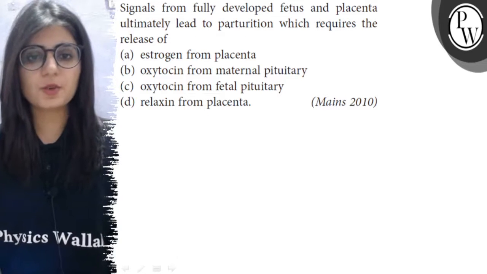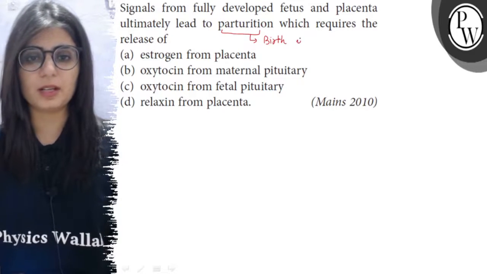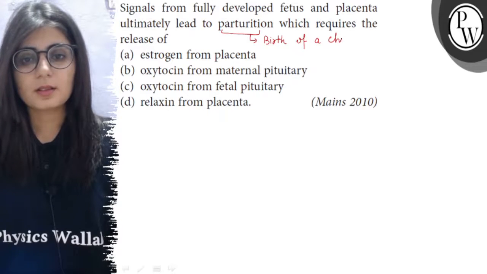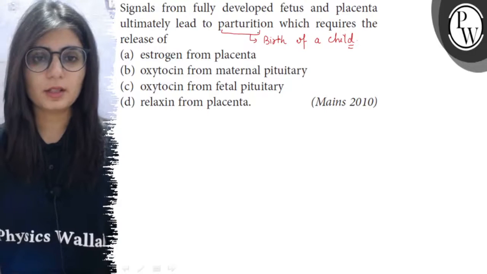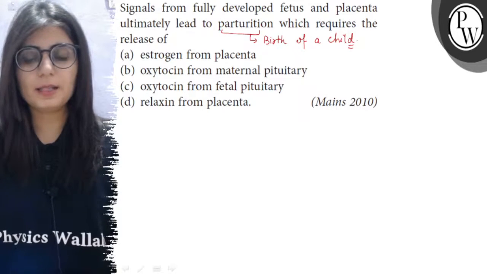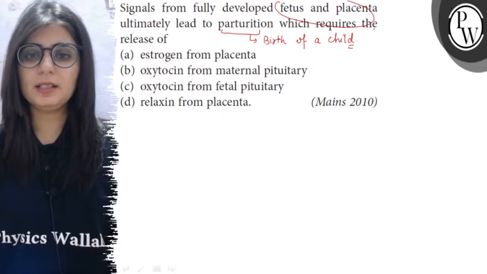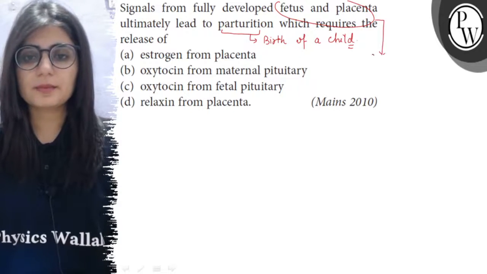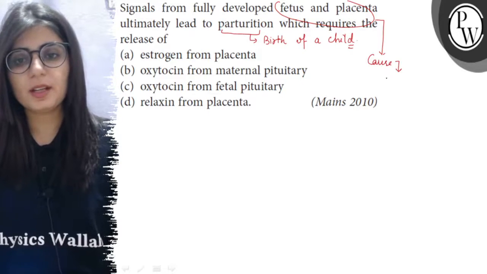So what happens during parturition? Parturition means the delivery of a child, or we can write it as the birth of a child. So when the birth of a child is about to occur, then what happens? The fully grown fetus and the placenta cause very mild contraction in the uterus.